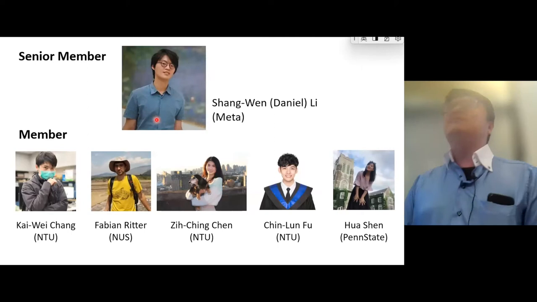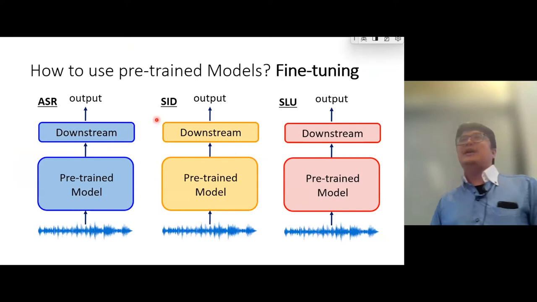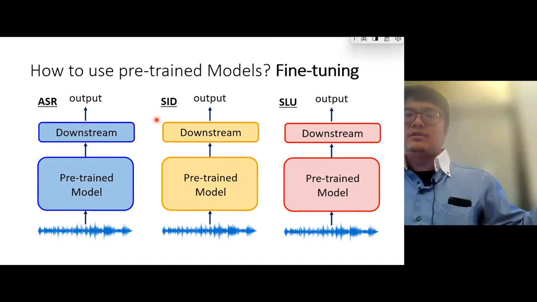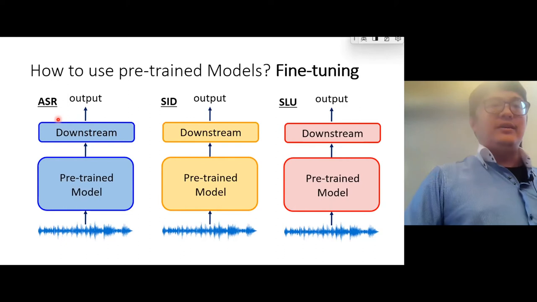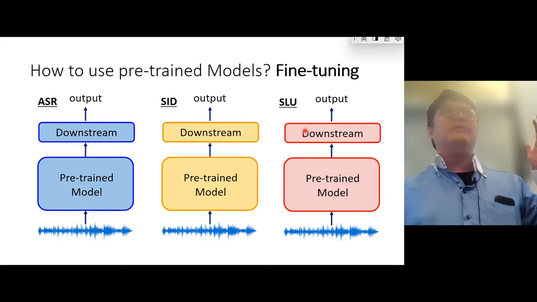And Daniel Xiangwen Li will lead the effort of how to leverage the existing self-supervised model. So how to use the self-supervised model? How to use the pre-trained model? Today, the most typical way, of course, most people know that, is to fine-tune the whole model. For each application, no matter if it's ASR, speaker identification, or slot filling, here is your pre-trained model, and you add a downstream model on top of the pre-trained model, and you fine-tune both the downstream model and the pre-trained model.